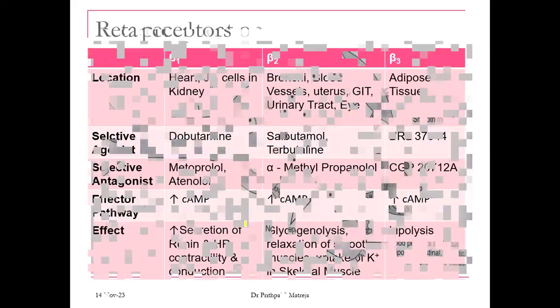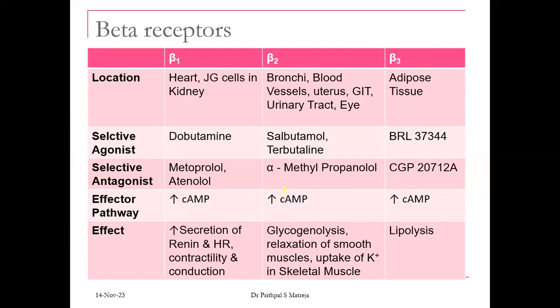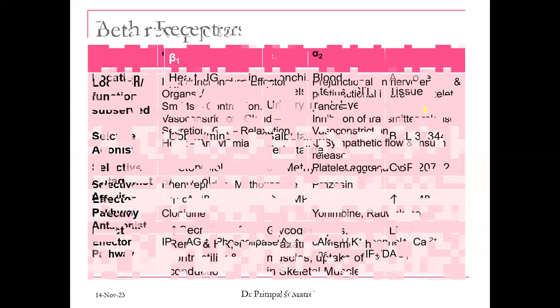Now, the beta receptors are further subdivided into beta 1, beta 2, and beta 3. Beta 1 is present in the heart and JG cells of the kidney, causing increase in heart rate and increase in secretion of renin, whereas beta 2 is present in the smooth muscles, causing relaxation of the smooth muscles, and beta 3 receptors are present in the adipose tissue, which is responsible for lipolysis.